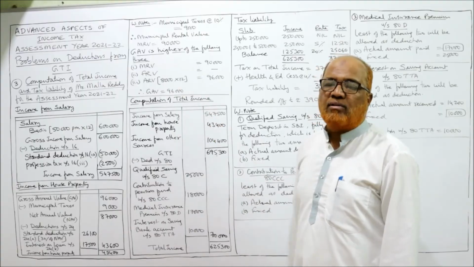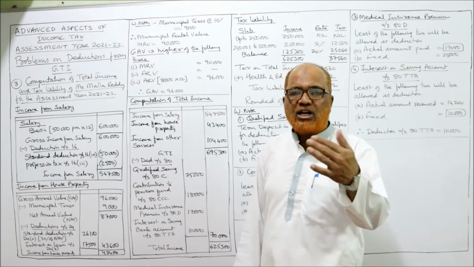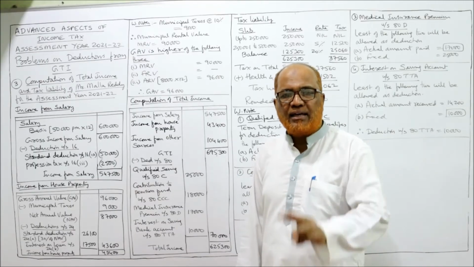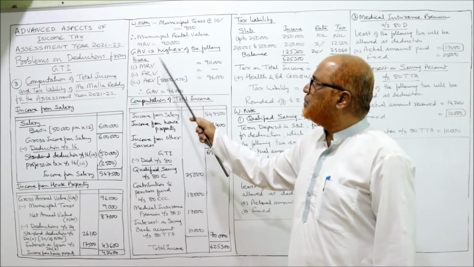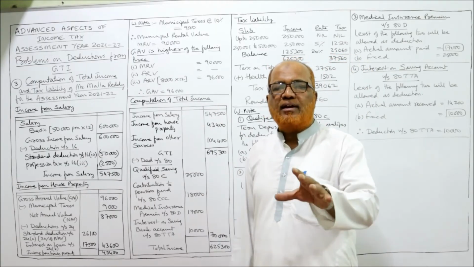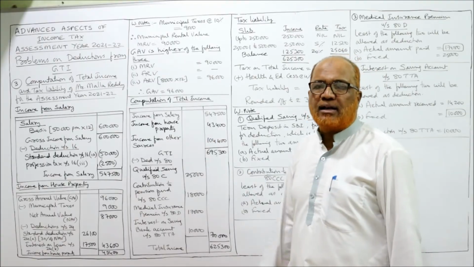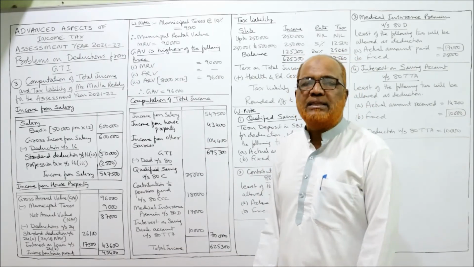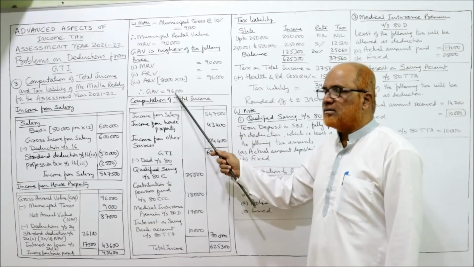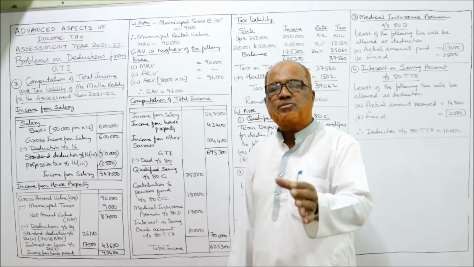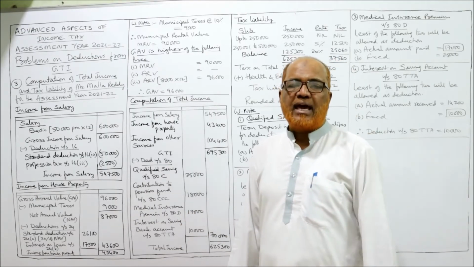MRV is 90,000. Now gross annual value is the higher of the following three: municipal rental value MRV, fair rental value FRV or actual rental value ARV. So first, MRV, municipal rental value 90,000. Fair rental value is not given. Fair rental value means the rent of similar accommodation in the same locality. But it is not given, so put a dash. Then actual rental value is given in the problem. The house was let out on a monthly rent of 8,000. So 8,000 into 12, 96,000. The higher of these amounts is 96,000, so gross annual value is 96,000. Municipal taxes paid is given in the problem, 9,000. Deduct 9,000, 87,000 is called net annual value, NAV.